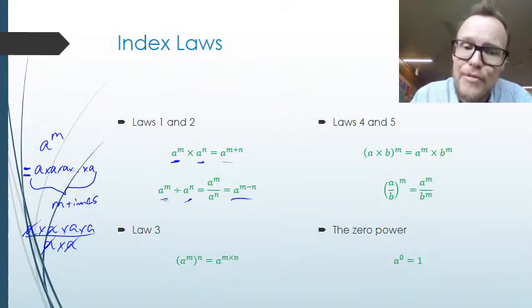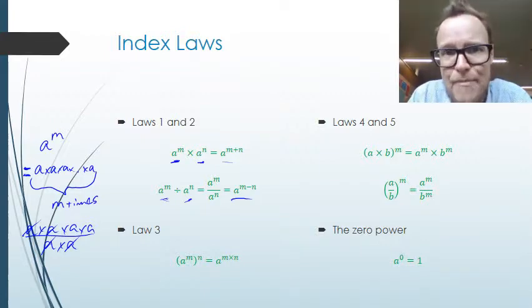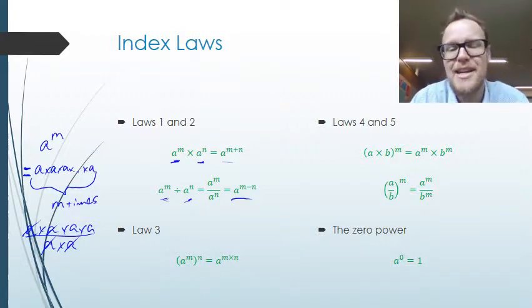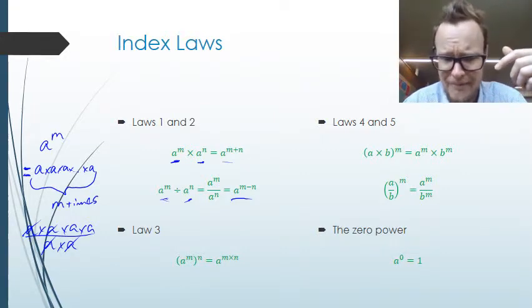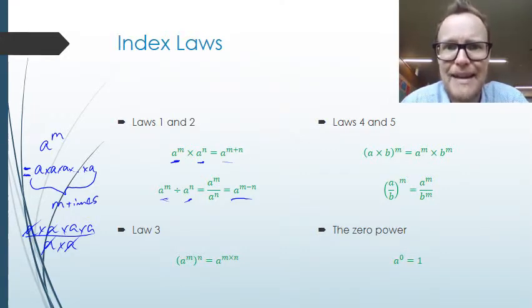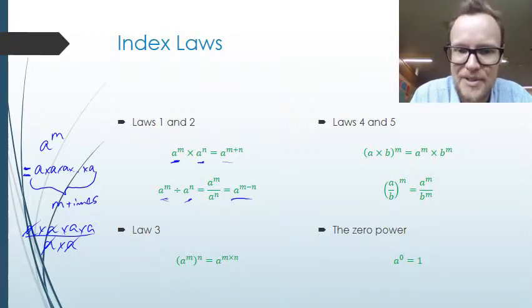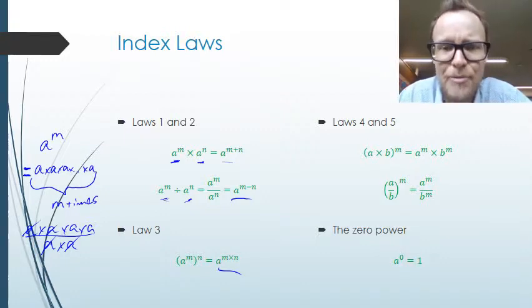For index law 3, if I've got a to the m all to the power of n, that's essentially saying I've got n lots of a to the m, or multiplying a to the m n times. So it means that I'm multiplying the exponents that I have there. So I end up with a to the m times n.